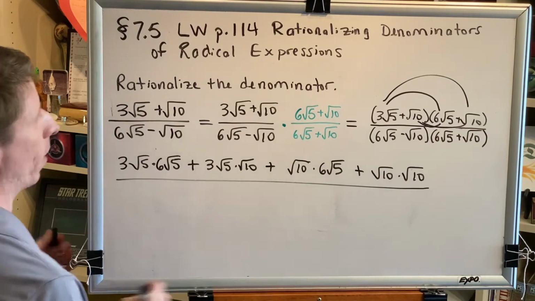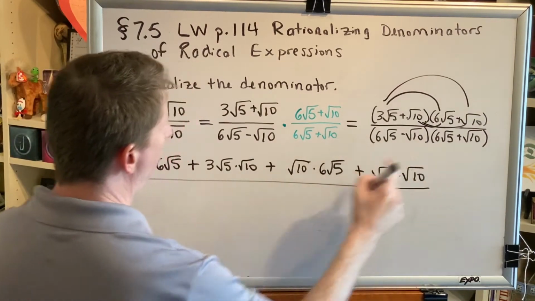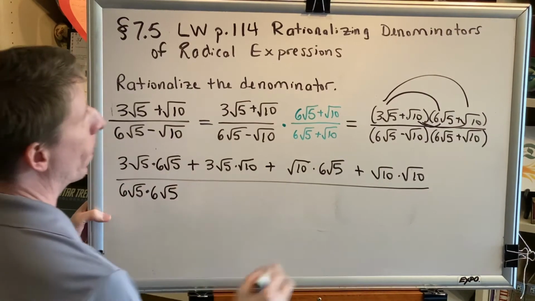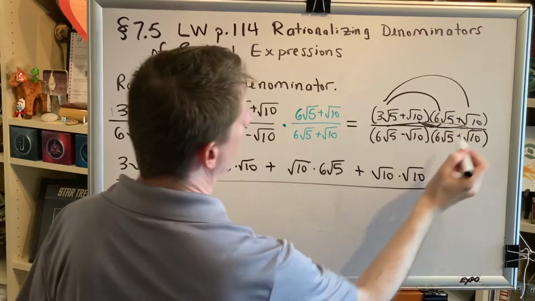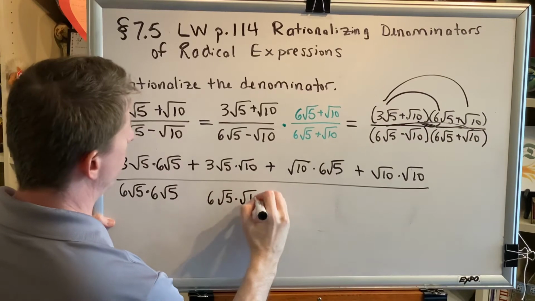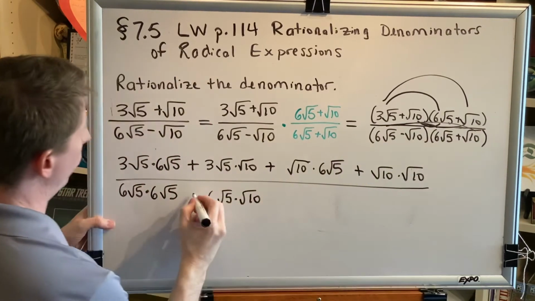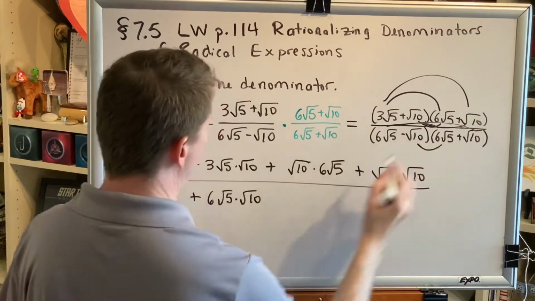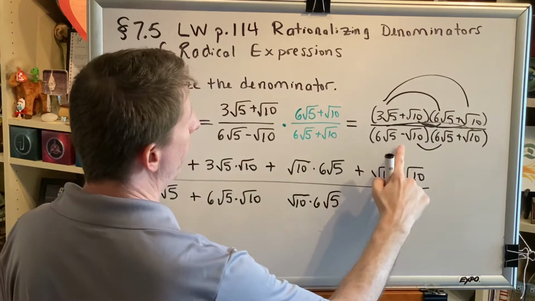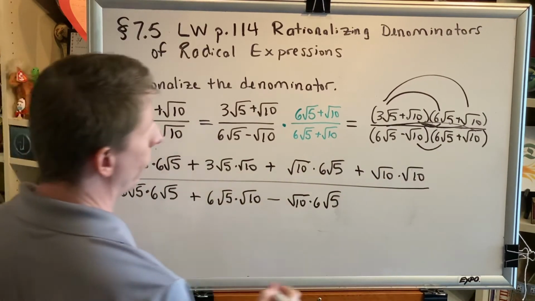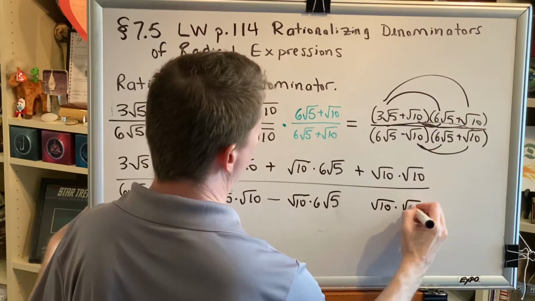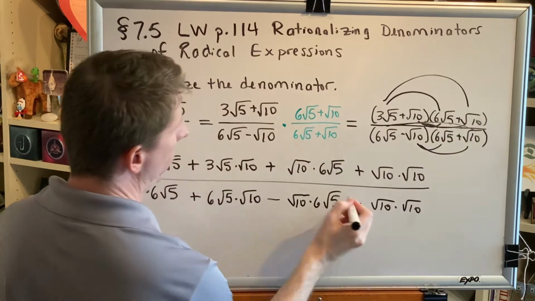All right, now we do the bottom. Our first product is 6 root 5 times 6 root 5. That was the F part of FOIL. Now we do the outsides. 6 root 5 times root 10. And because this and this are both positive, we write plus. Now we do the inside. Root 10 times 6 root 5. We have a negative times a positive, so we subtract. And our final product is root 10 times root 10. A negative times a positive is a negative, so we subtract.